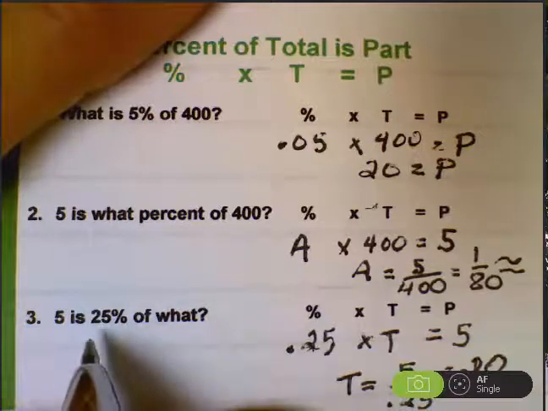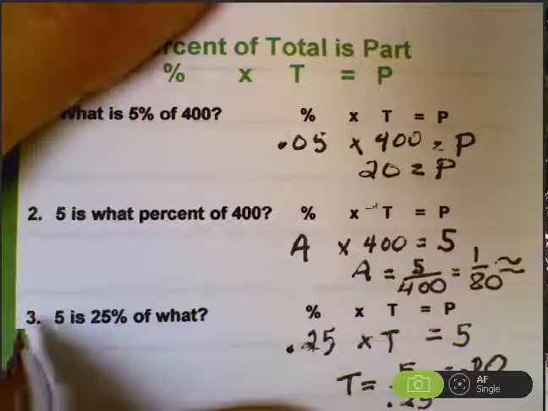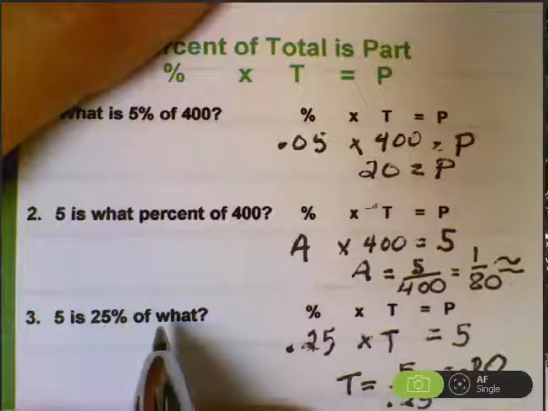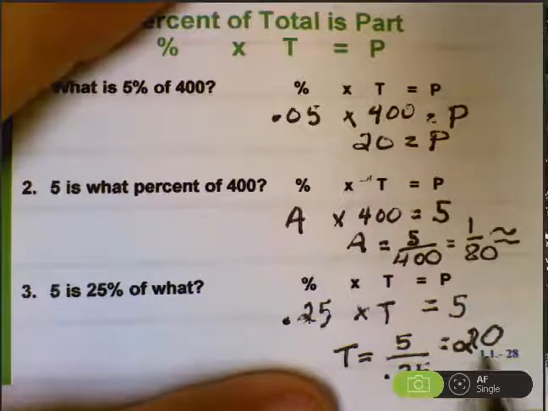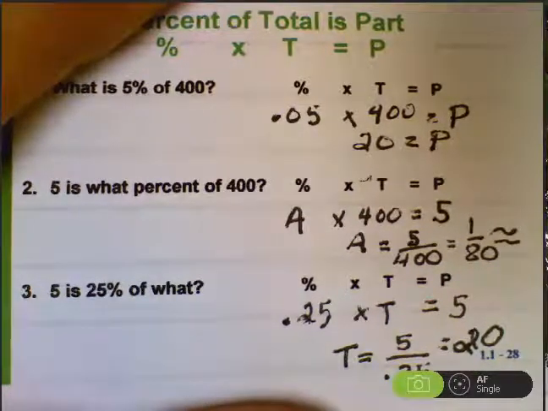Makes sense. 25% is a fourth. 5 is a fourth of what? 5 is a fourth of 20. So I'm sure that's the right answer.